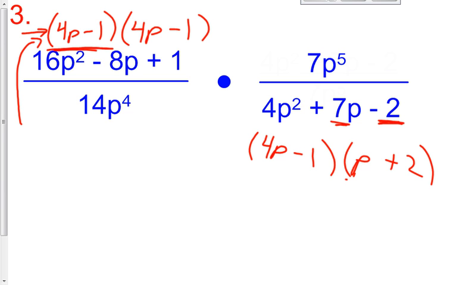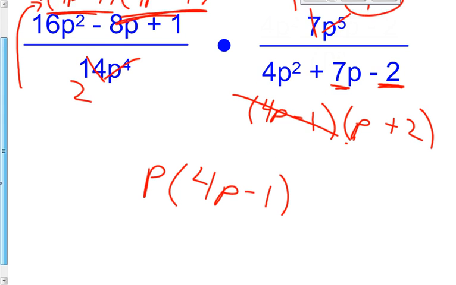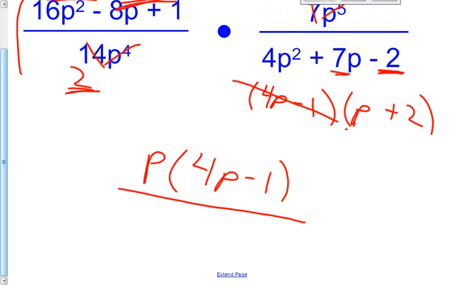Now let's reduce. 4p minus 1 and 4p minus 1. 7 and 14 makes a half. And then p to the 5th and p to the 4th makes 1p in the numerator. So what do we have? We have this p and this 4p minus 1. P times the quantity 4p minus 1, all of that is divided by this 2 times p plus 2. Your answer for problem number 3: p times 4p minus 1 divided by 2 times the quantity p plus 2.